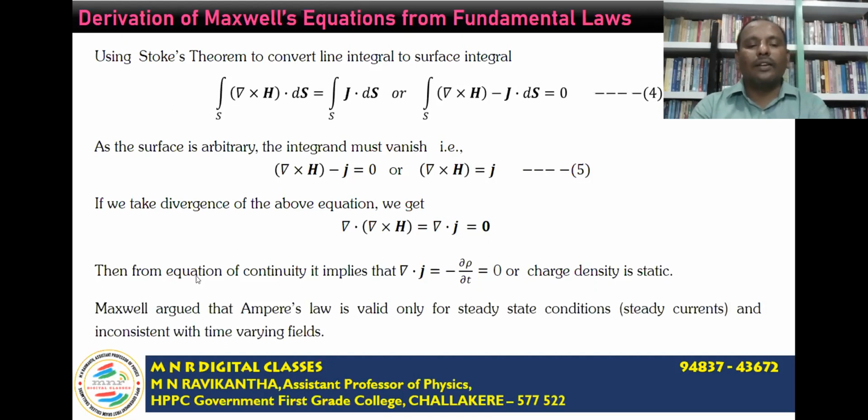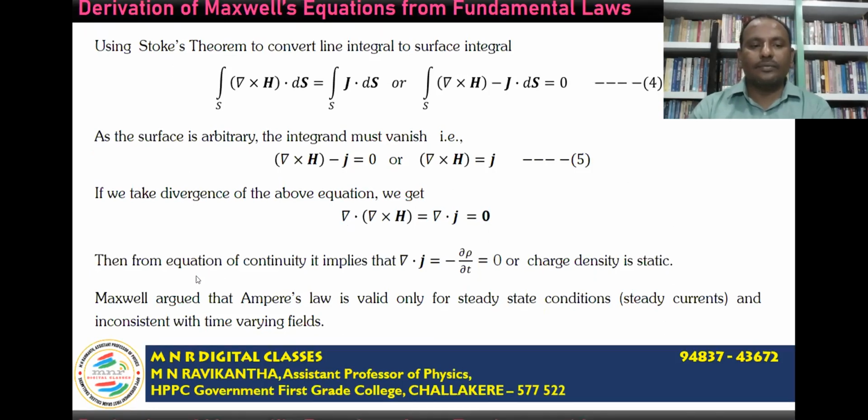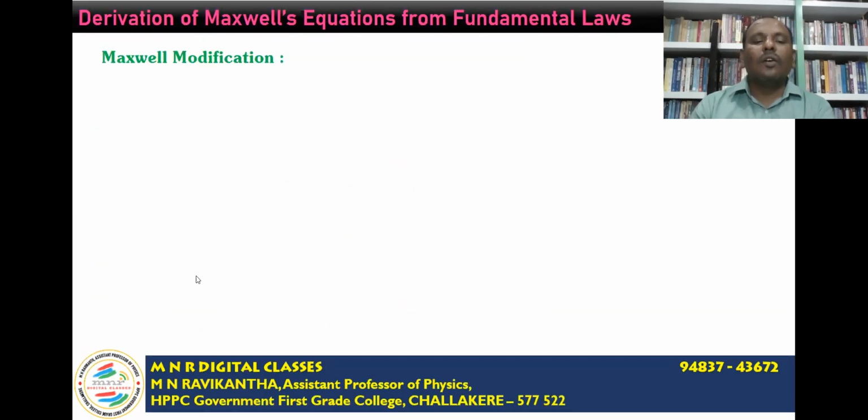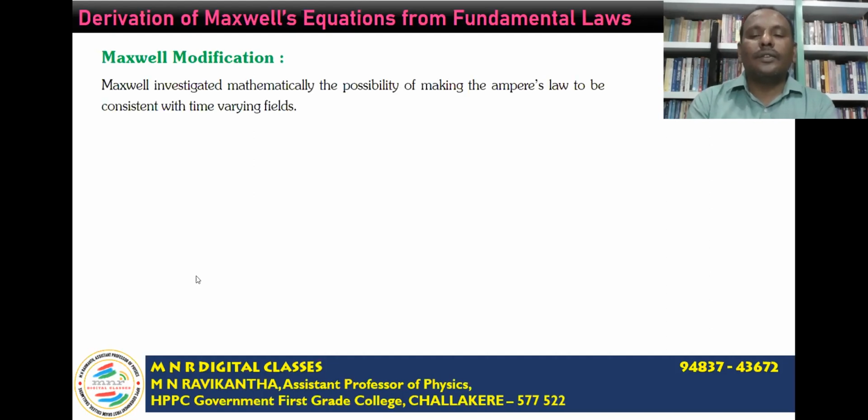Maxwell argued that Ampere's law is valid only for steady state conditions, that is when the currents are constant or steady, and is inconsistent with time varying fields. So Maxwell suggested that Ampere's law needed a modification. He started investigating mathematically the possibility of modifying Ampere's law to make it consistent with time varying fields.